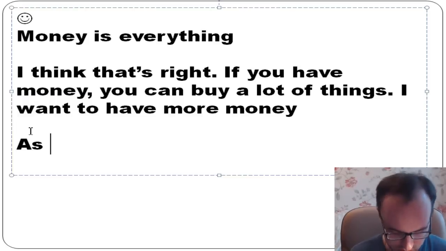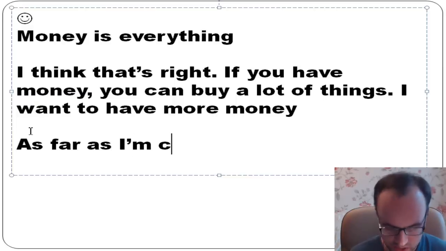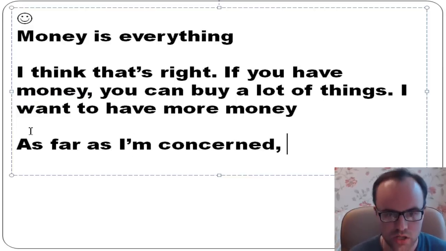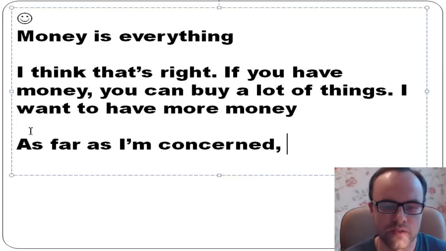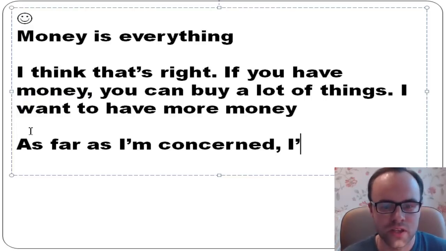So as far as I'm concerned. This phrase is more advanced. As far as I'm concerned, it's the same as I think, but you see the difference. I think, and as far as I'm concerned. Actually it's quite another level. Anyway, so as far as I'm concerned, you can add not just I think.